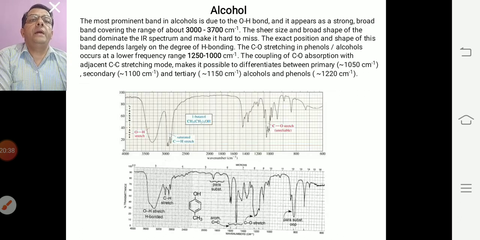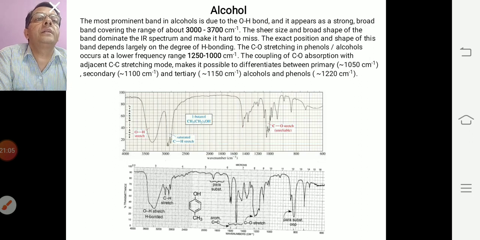Here is the case of alcohol, and the most prominent band in alcohol is due to the OH bond, and it appears as a strong broad band overlapping the range of about 3000 to 3700 per centimeter, and the size and broad shape of the band dominate the IR spectrum and make it hard to miss.